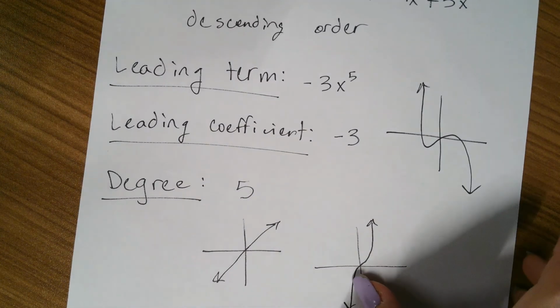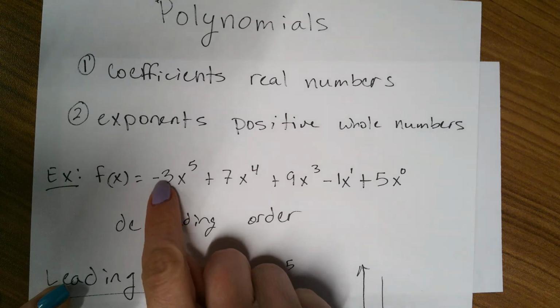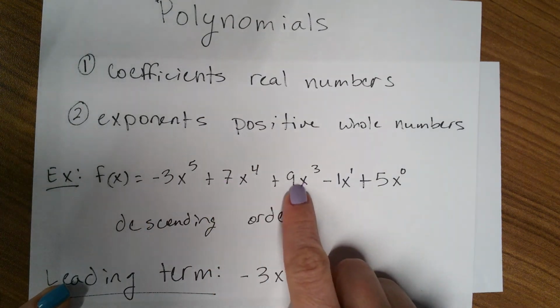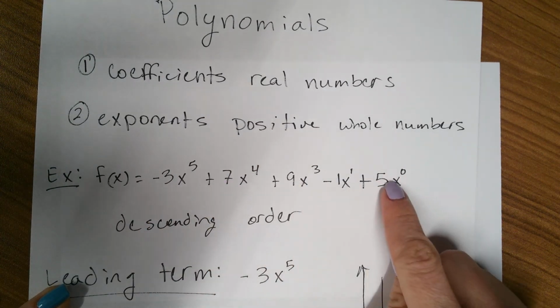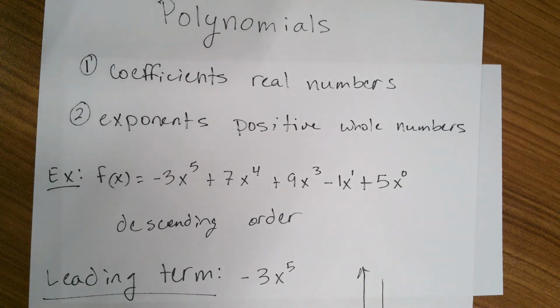One last thing, we have a couple of special names for our polynomials depending on how many terms they have. Recall that terms are separated by addition and subtraction. So let me pull back this example real quick. I have 1, 2, 3, 4, 5. Yeah. This polynomial is a 5-termed polynomial, or it has 5 terms.